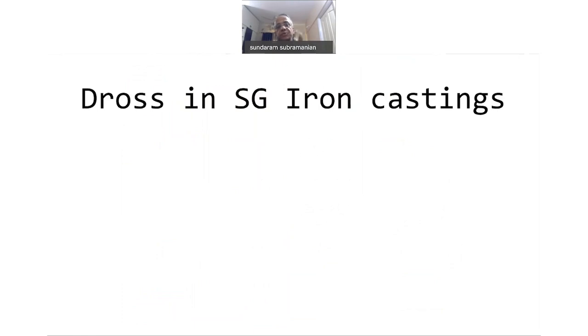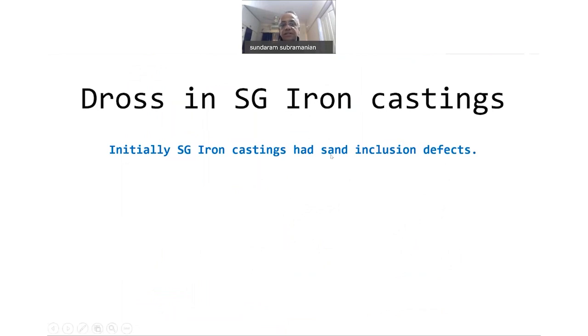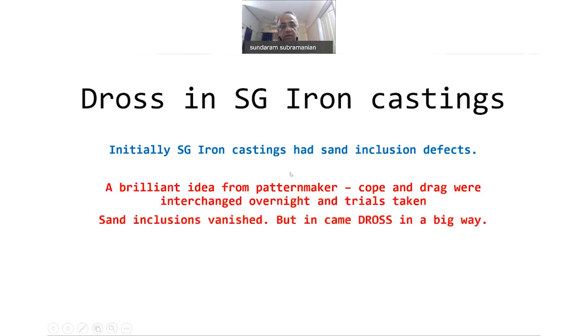An example could be again dross in SGI castings. Initially, the SGI castings had sand inclusion defects. Now, this is an example where an action was taken for sand inclusion. They had sand inclusion defects in those castings initially. Then there was a pattern maker who was a very highly experienced person. He had a brilliant idea. He said, let's change the cope to drag and drag to cope.